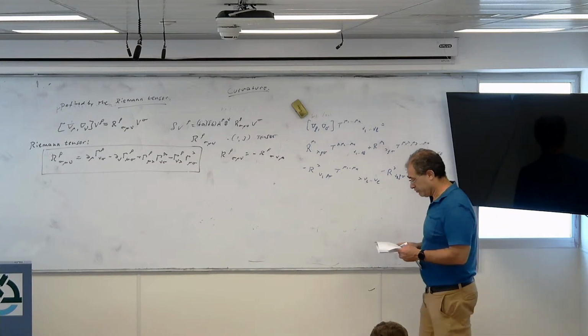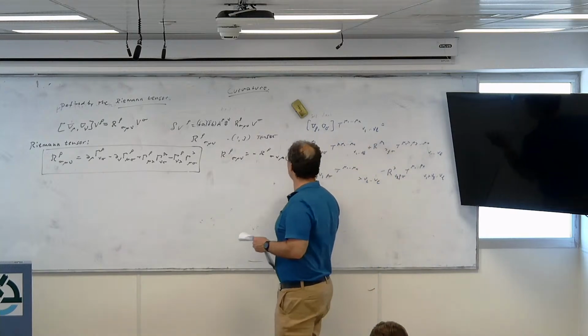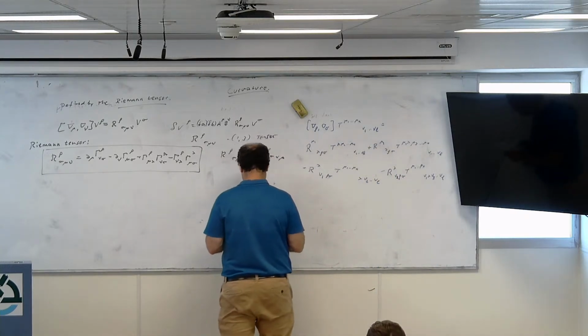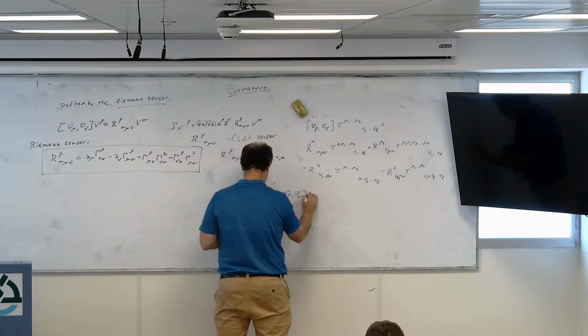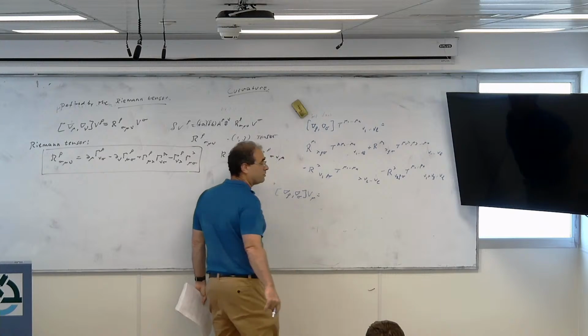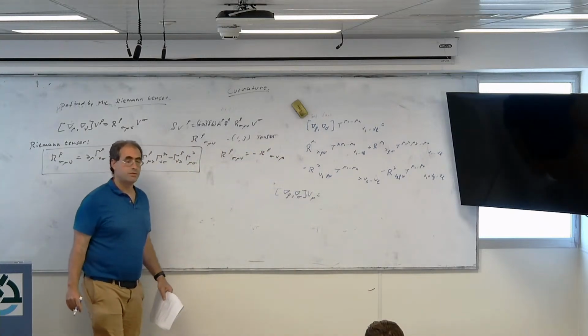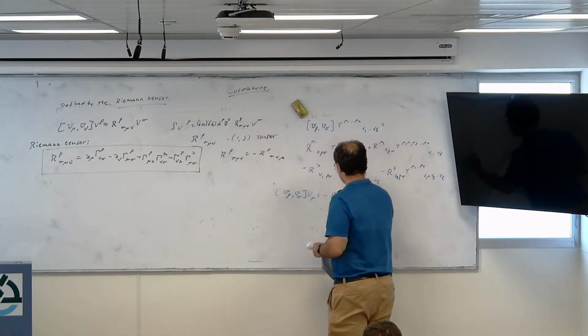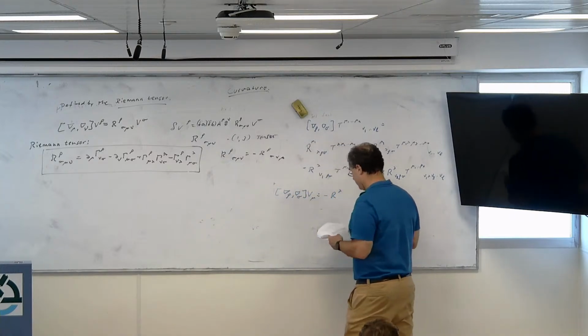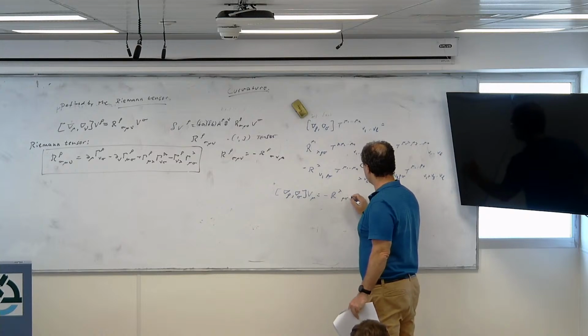So specifically, if we take the commutator of covariant derivatives of a covariant vector, nabla rho nabla sigma of V mu will be what? Minus R lambda mu rho sigma V lambda.